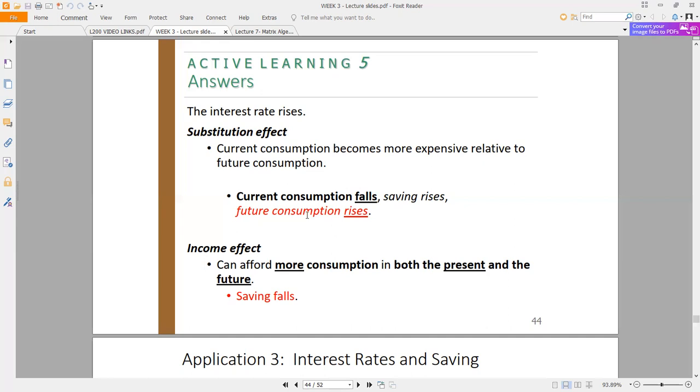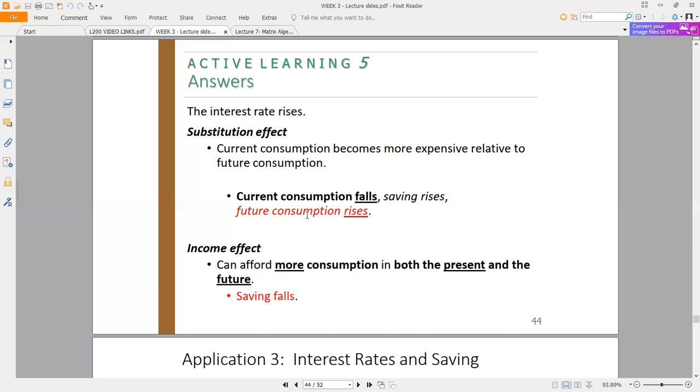Now let's look at the income effect. For the income effect, the interest rate is increasing and you are a saver. When you save, you earn interest on it, which means that there's going to be an increase in your lifetime income. Okay, there's going to be an increase in your lifetime income. Now, because of the increase in savings, you can consume more in both periods, because there's going to be an increase in your lifetime income.